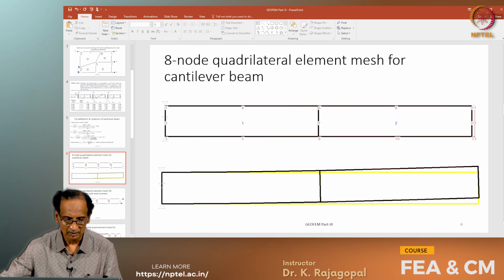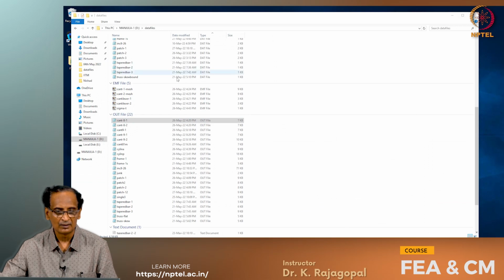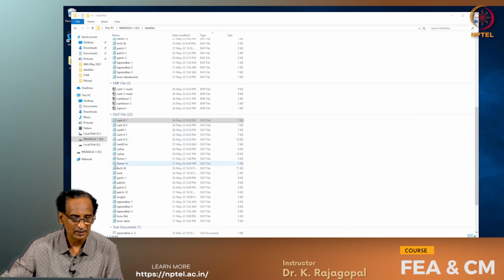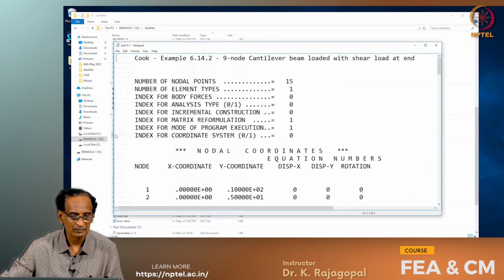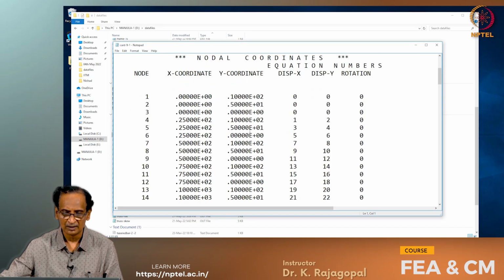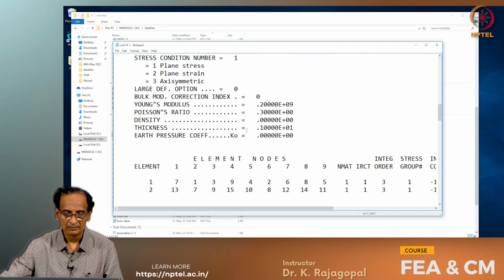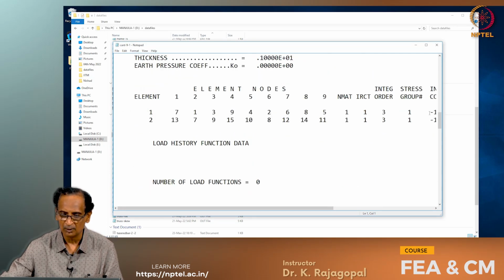And then let me show you another result with the 9 node element. See, this is the 9 node element mesh, with 3 point integration.